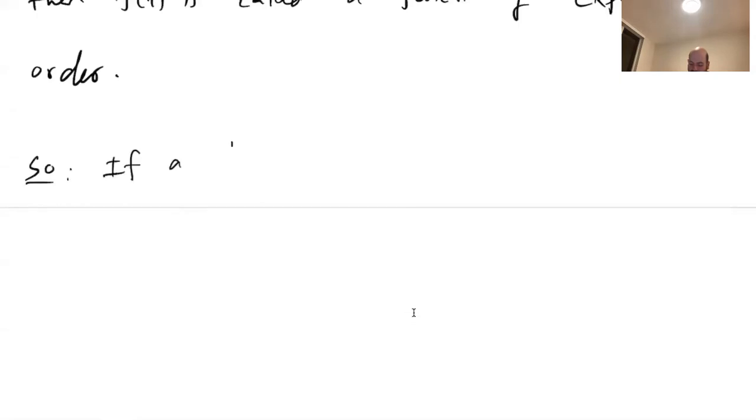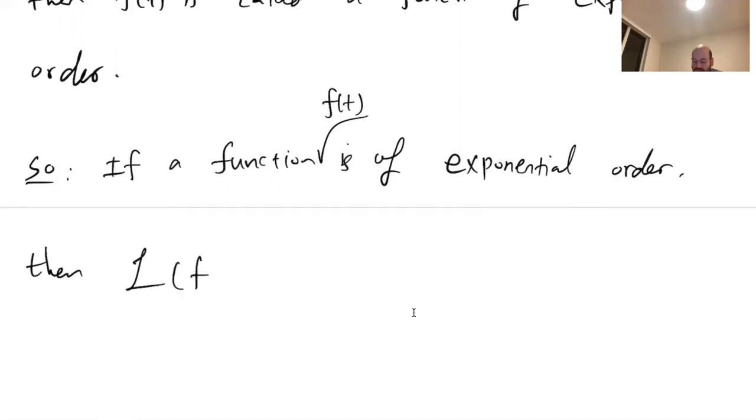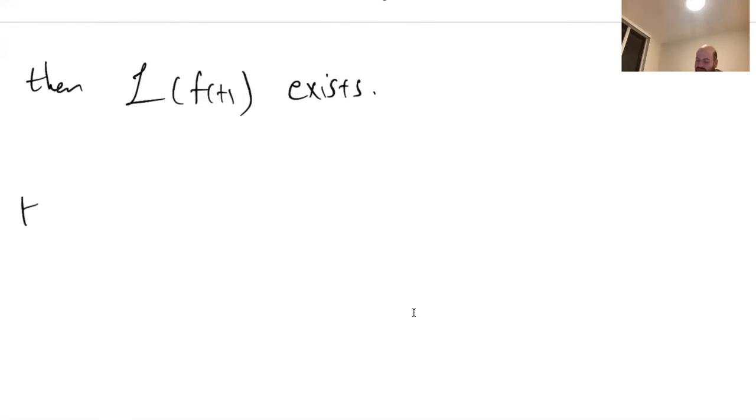So if a function f of t is of exponential order, then we can say the Laplace transform of f of t exists. That's what the theorem above said, and we proved it. Now, which functions are of exponential order? So, of course, exponential functions and also polynomials. So here we can state a fact.